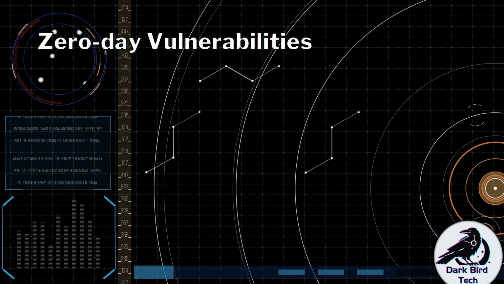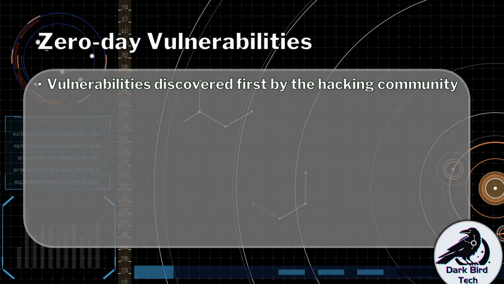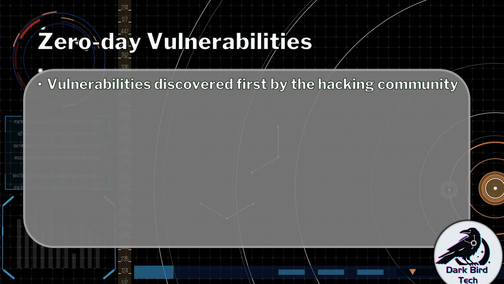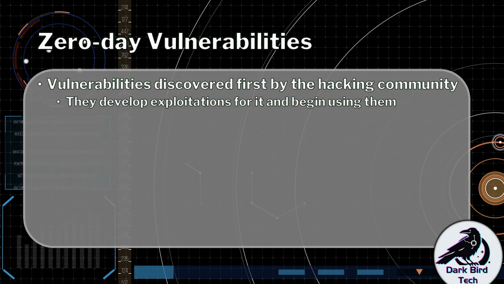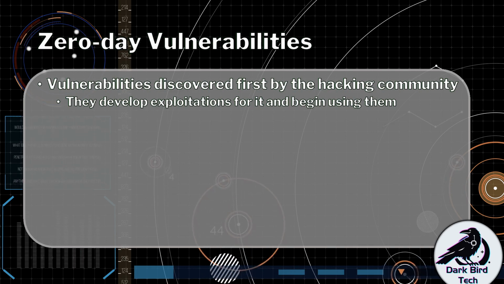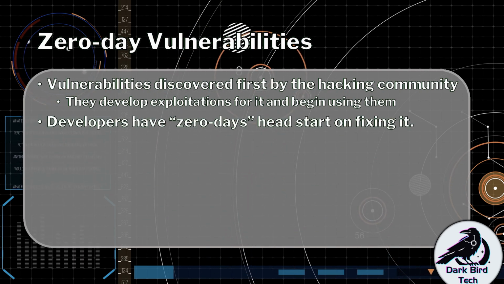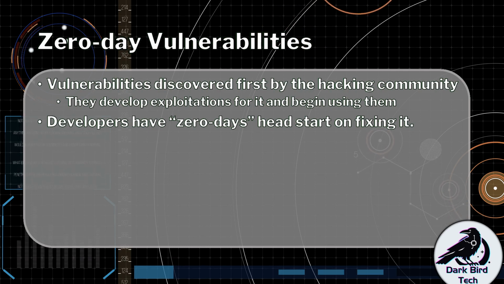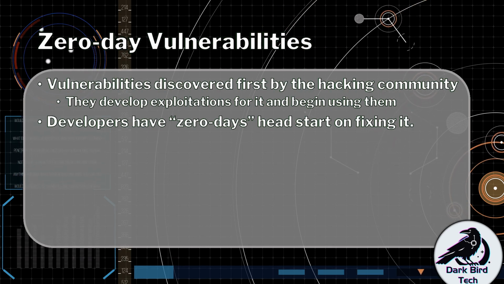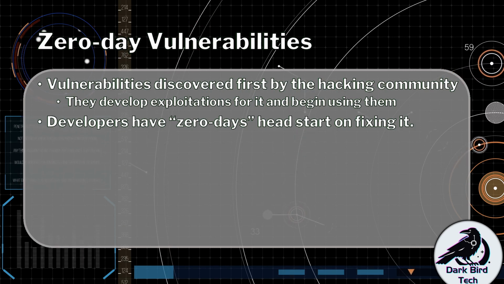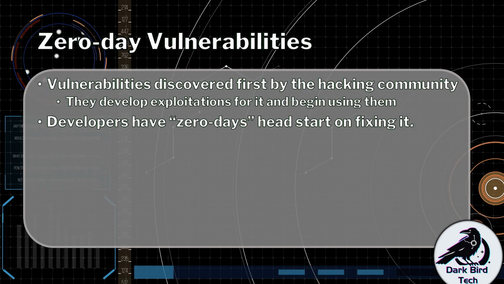Let's check this out. What makes it a zero-day? Well, the hacking community discovers the vulnerability first, and they weaponize it. They develop exploits, and they begin using those zero-day exploits on target organizations. Essentially, the developers have 0 days head start on fixing the issue. If the developers working for the vendor discovered it first, or the customer discovered it and reported it to the vendor, or an independent security researcher discovered it first and reported it to the vendor, there'd be a head start on the release of a patch or at least a hotfix to address the issue.